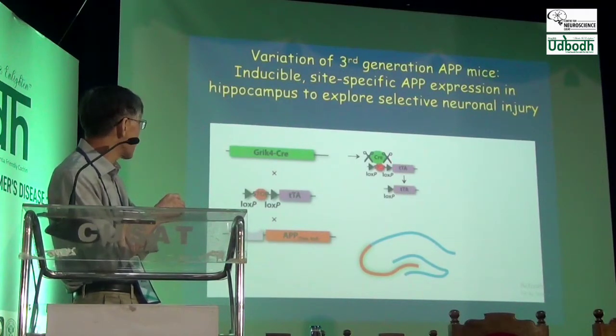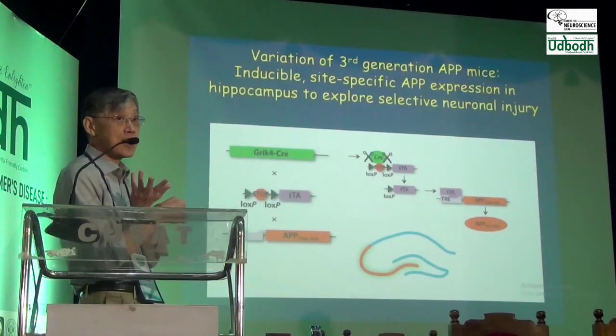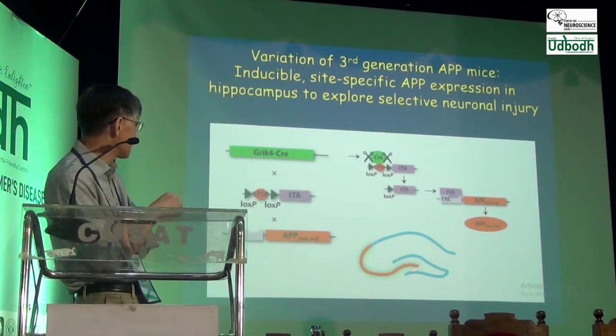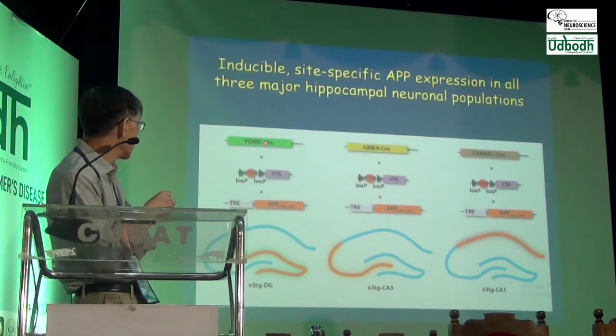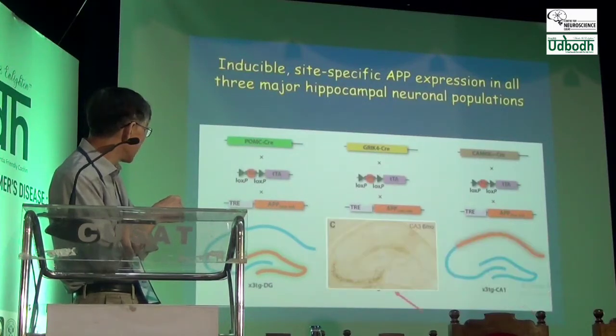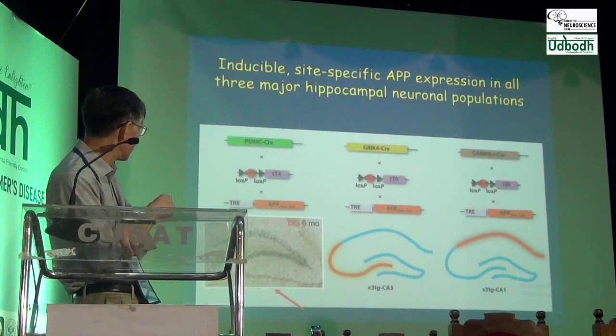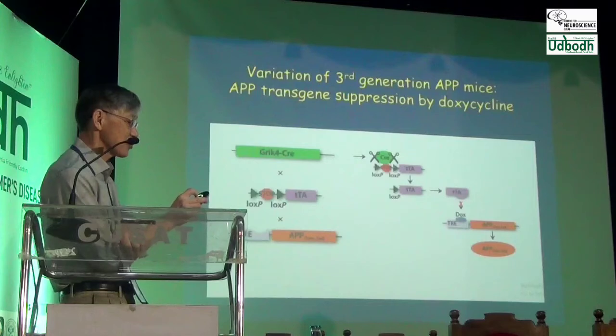So by Cre cutting the lox-stop-lox to liberate the tTA, the tTA will now turn around and bind to APP, and then we have APP expression. A little bit complicated, but that way we can target the APP transgene only to neurons in the hippocampus, particularly in CA3. And in this case, using different Cre promoters, POMC, and CaM kinase, we can direct expression to the dentate. CA3, I want to go back here because you can see that it's only in the dentate in brown here. You can see that it's in CA3 very nicely in brown, and then finally in CA1. It's going too fast, too sensitive.